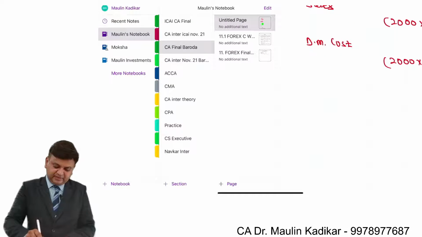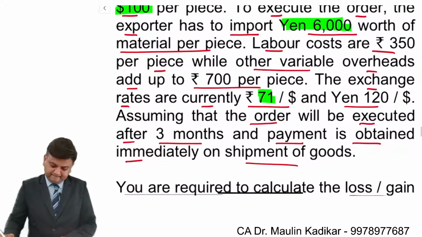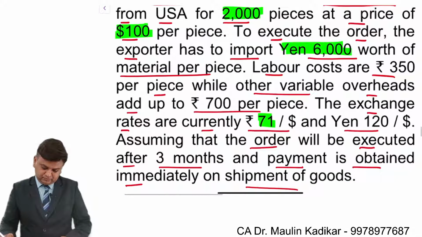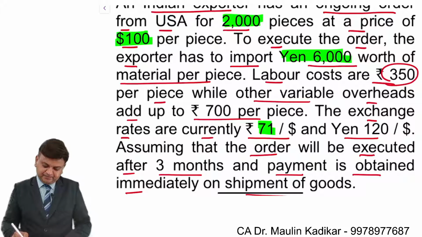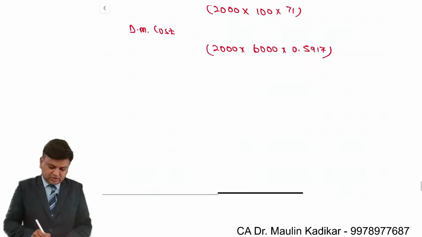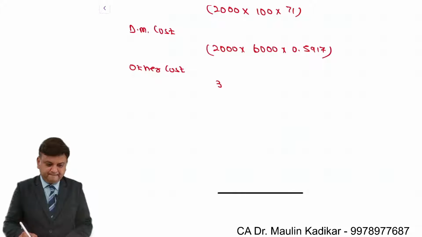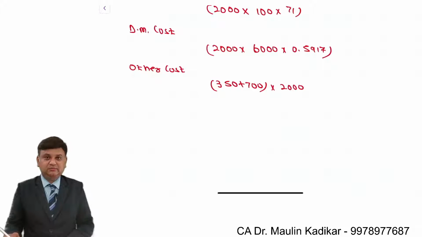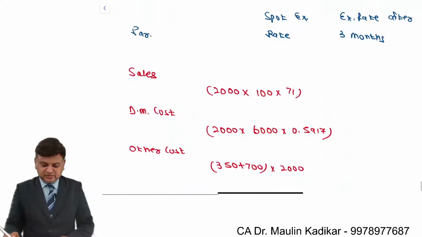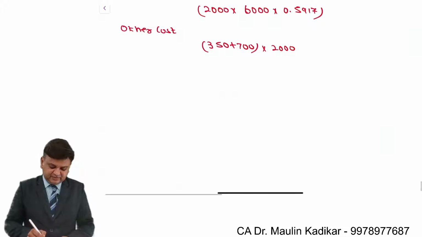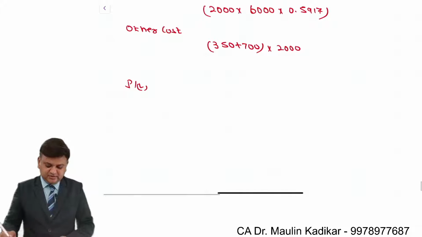Next, we have been provided with the information about the labor cost 350 and overhead cost 700. So other cost is 350 plus 700, multiplied with the number of units, 2000. That's it. So sales minus expenses will give us the profit or loss using the spot rates.